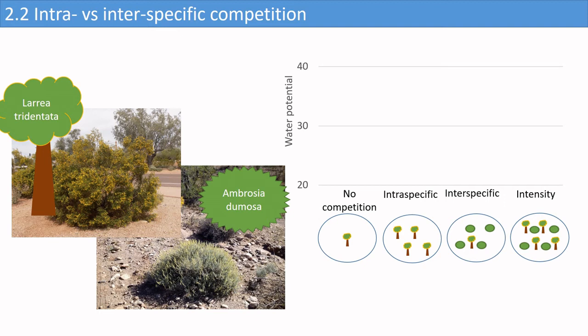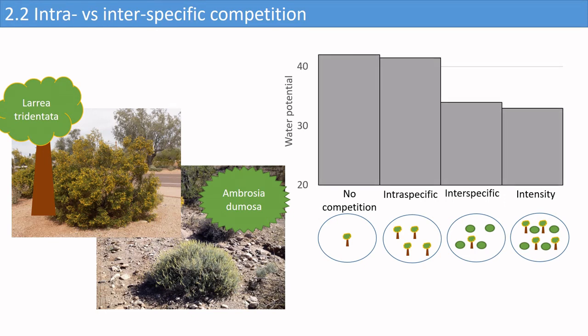So in desert plants, even though this is not a direct growth or performance trait, water potential is a very good estimate of the plant performance. If you can't get enough water, you are not going to grow. And here are the results.